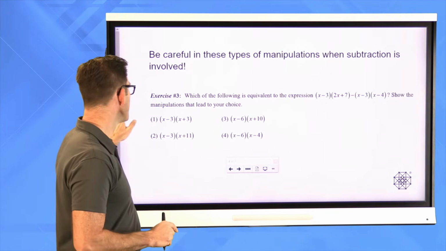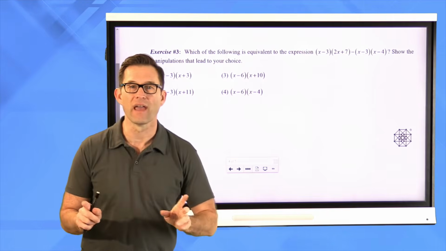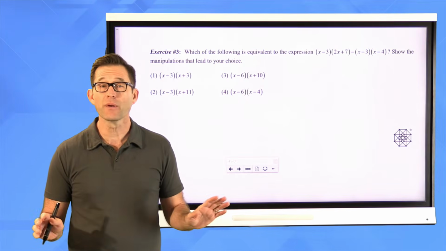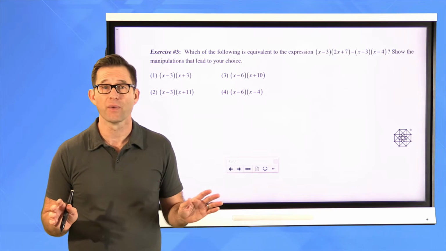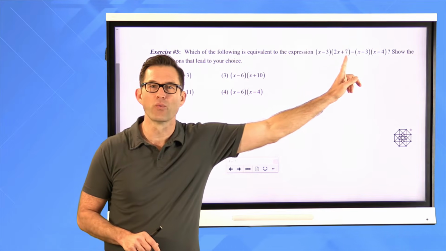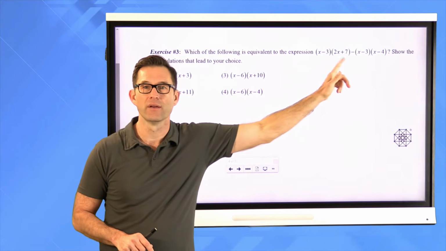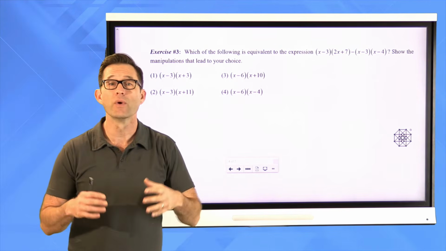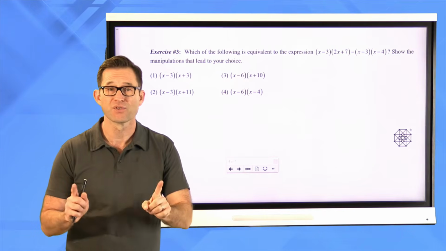All right? So in fact, let's go through this one together. Exercise number 3. Which of the following is equivalent to the expression x minus 3 times 2x plus 7 minus x minus 3 times x minus 4? Show the manipulations that lead to your choice. Okay, let's do this. Now we're going to play this exactly like we did the last one, okay? But that subtraction, really this one right here, not the one here or the one over here, but the one that's kind of in the middle, that subtraction really will make our lives a lot more difficult. So let's be careful about it.